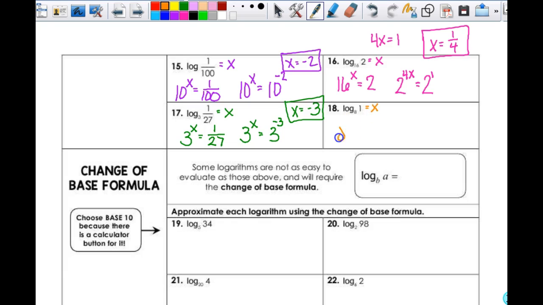So we get 8 to the x power equals 1. Now we need a common base. My common base can't be 1 because 1 to any power is going to be 1, which means my common base could be 2 or it could be 8.